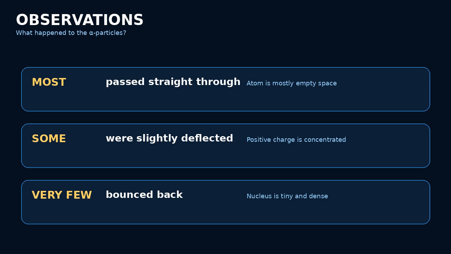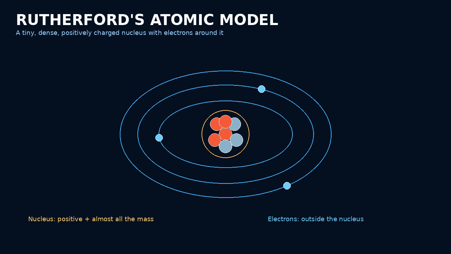Rutherford's atomic model. Based on these observations, Rutherford proposed that an atom has a tiny, dense, positively charged nucleus at its center. The nucleus contains almost all of the mass of the atom. Electrons are present outside the nucleus and move around it. Since the nucleus is extremely small compared with the size of the atom, most of the atom is empty space.